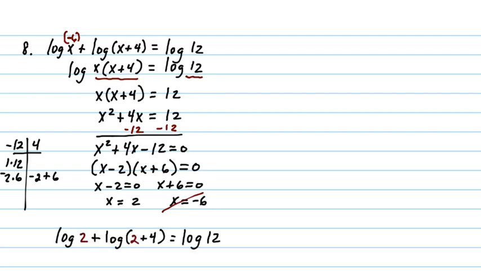And notice here you end up with the log of 2 plus the log of 6 equals the log of 12. Using the product rule for logs, you'd get the log of 2 times 6, which is 12. And so this is definitely equal. You can also check this on your calculator since it does base 10 logs pretty easily. All right, we got one last problem. So on that last problem, 2 was our only solution.